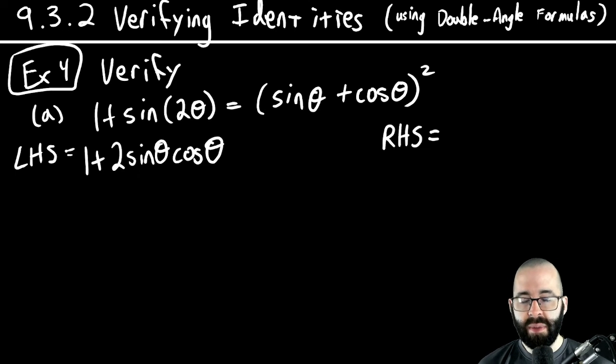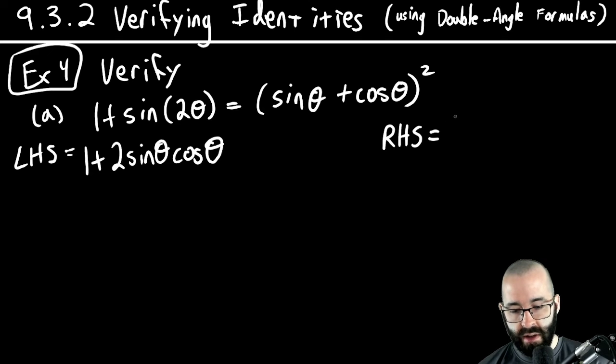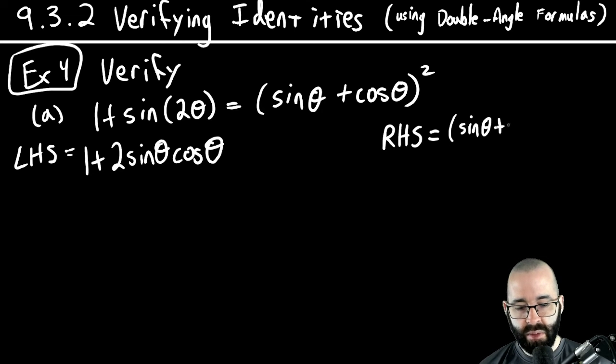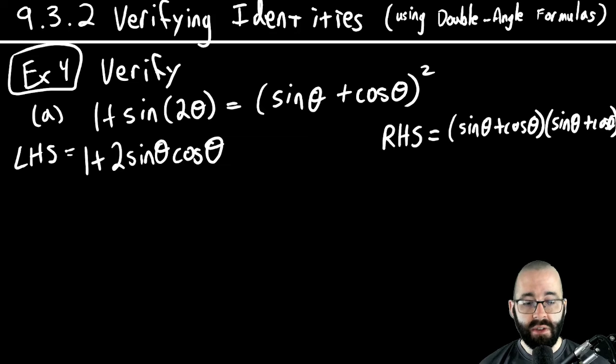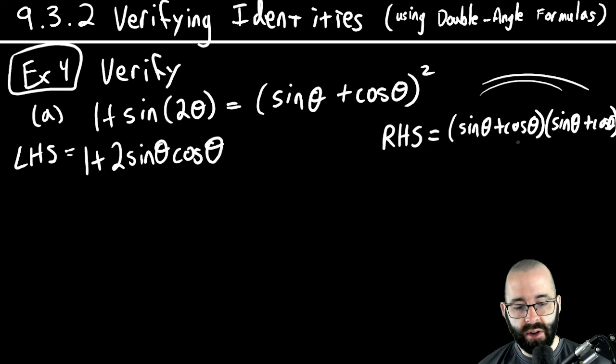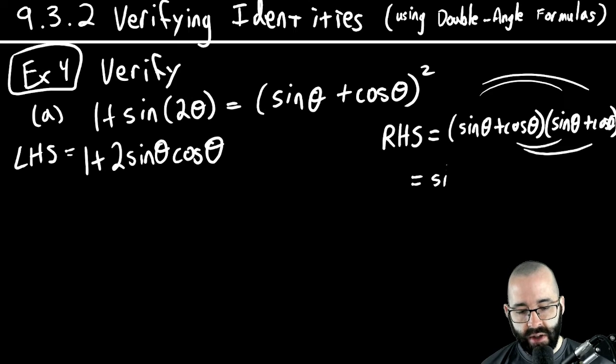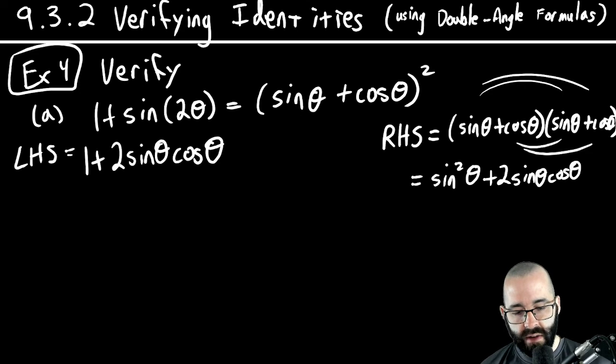So for the right-hand side, be very careful. The sine of theta plus the cosine of theta, squared, means multiplied by itself. You can't just square things individually. You have to FOIL it all out. First, outer, inner, last. And if you use the foiling shortcut, you should get this: the sine squared of theta plus 2 times the sine of theta cosine theta plus the cosine of theta squared.